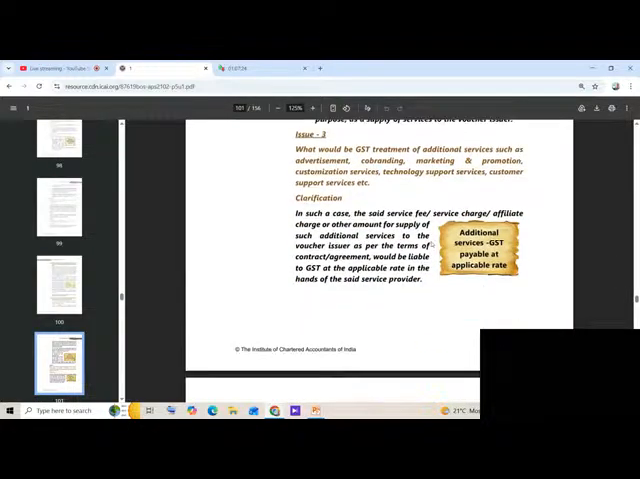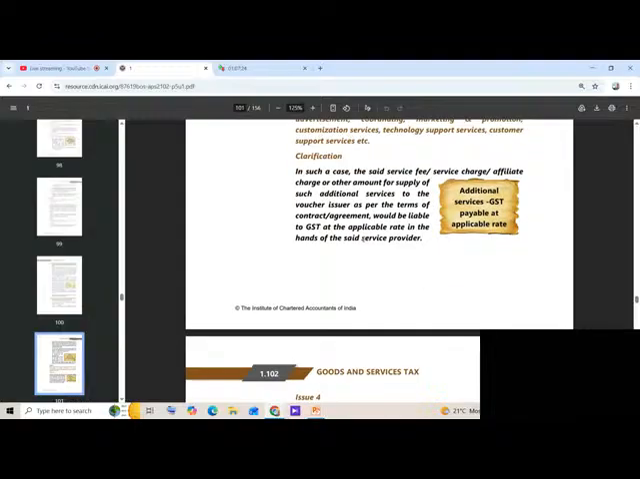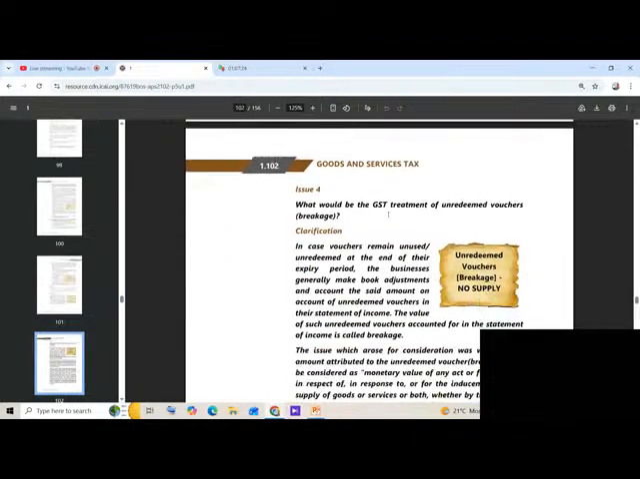Issue 3. What would be the GST treatment of additional services such as advertisement, co-branding, etc.? Clarification. In such a case, the said service fee, service charge, affiliate charge or other amount for supply of such additional services to the voucher issuer, as per the terms of the contract or agreement, would be liable to GST at the applicable rate.